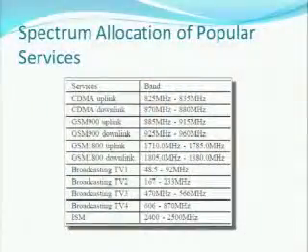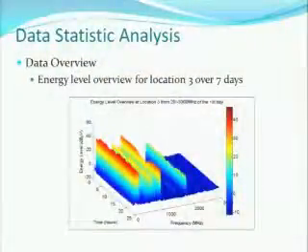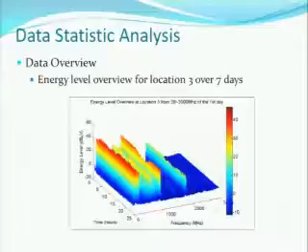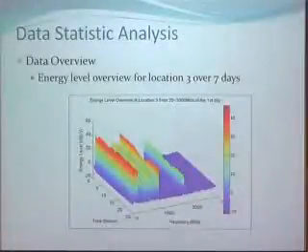Around all those spectrum bands, we did the measurement. Those are the typical services in China, including CDMA, GSM 900, GSM 1800, the broadcasting TV band, and also the ISM band. This is a general graph showing the very basic understanding of the measurement: the energy level overview for a certain location, location 3, over the 7 days. By a simple view, you can see the energy level for all the different services is not that high, which tells you generally that the utilization is not high at all.